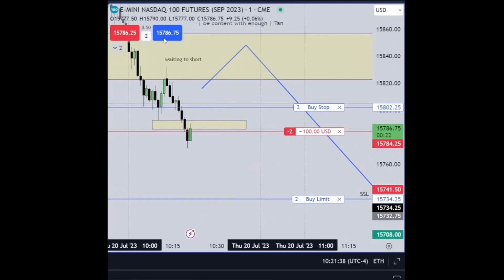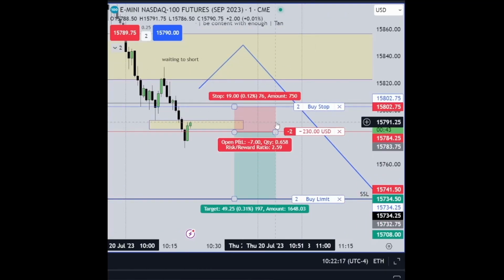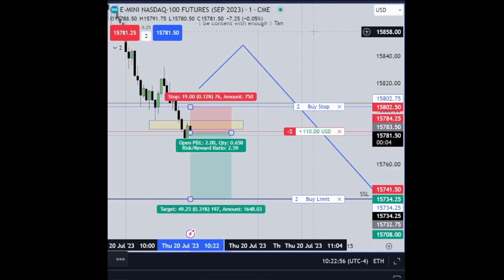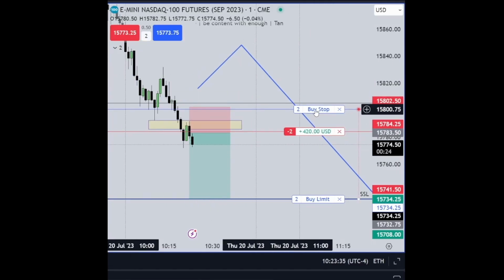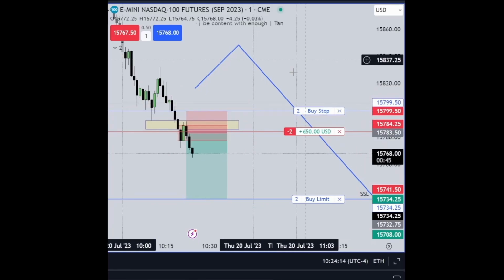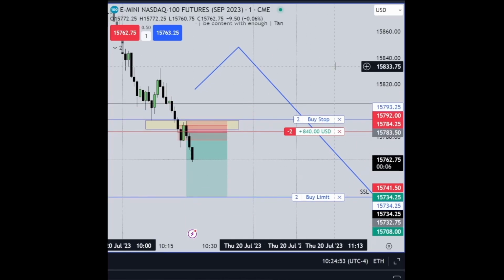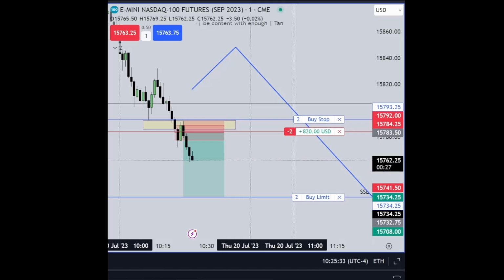Okay, another continuation example. We break that low with two fair value gaps lined up. I just shortened the first one and I put my stop above the second one. It was less than a 20-point stop, so I was okay with taking that risk. And I have obvious sell side.